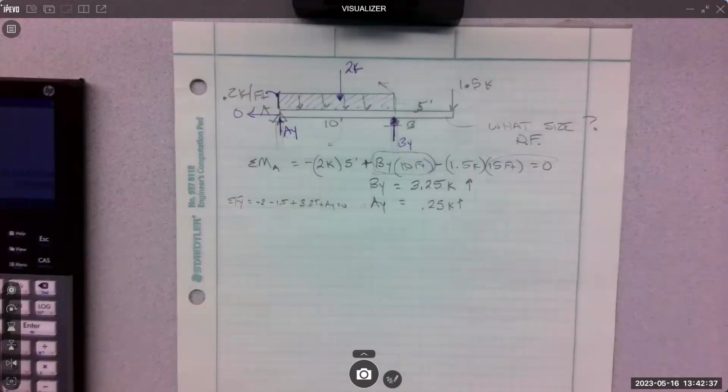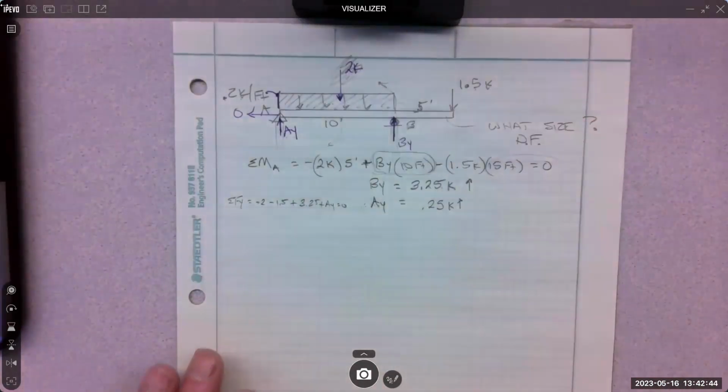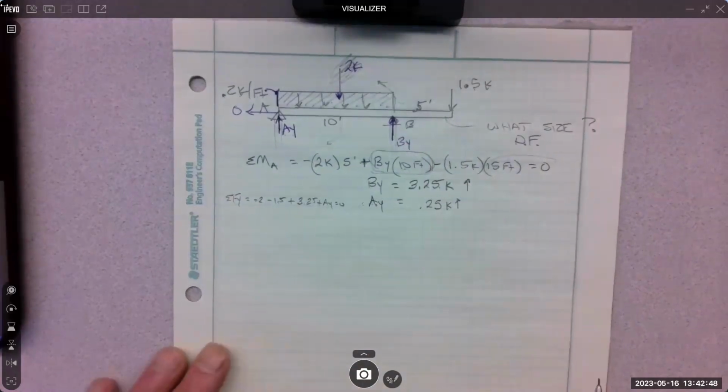Cool. All right, so now we're done with the statics. Statics is done. We have all the forces we need. The 2K goes away. We're back to the 0.2K per foot. And we have to progress.